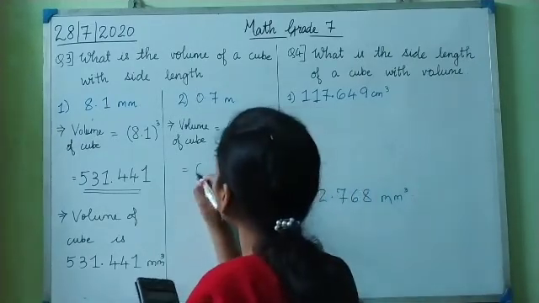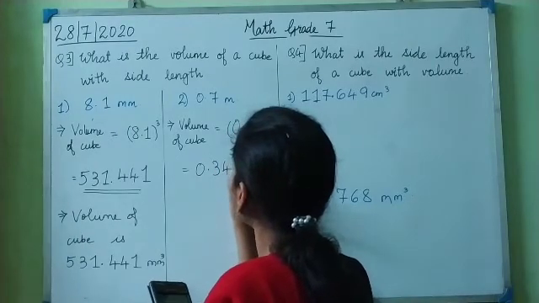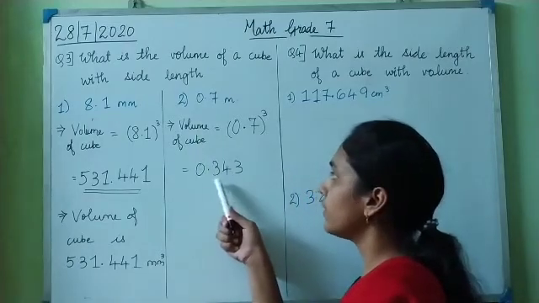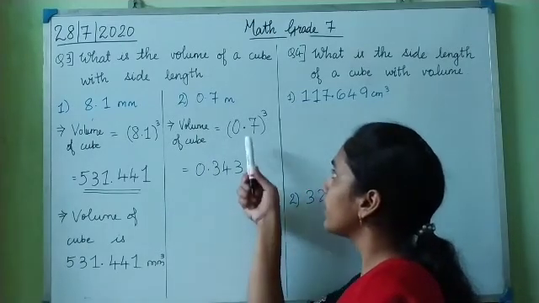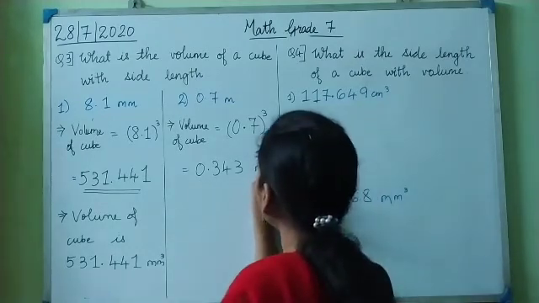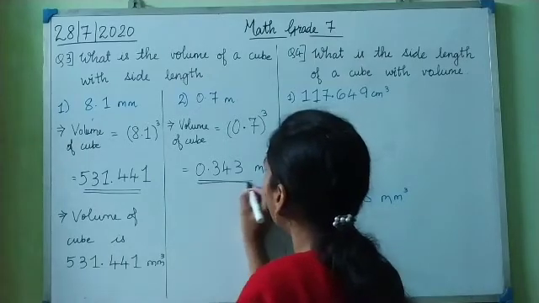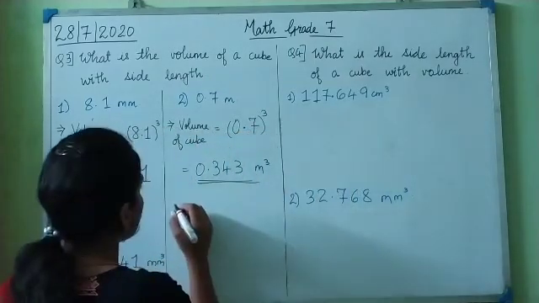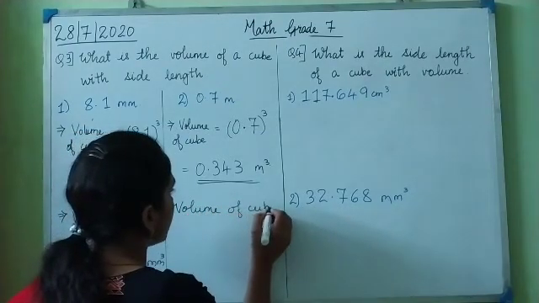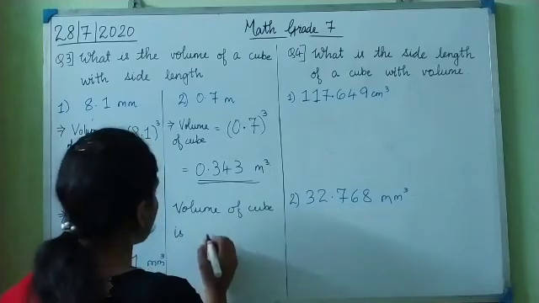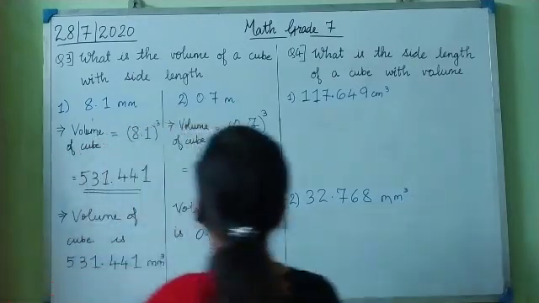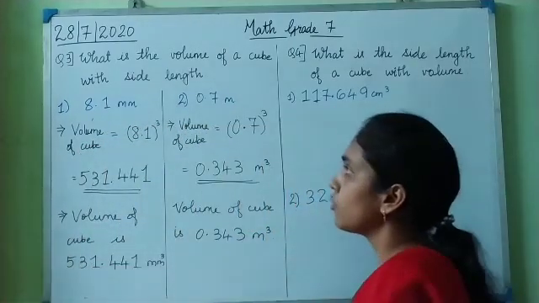Okay, so the volume of the given cube with side length 0.7 meters is 0.343, and its unit will be what? 0.7 was in meters. So when we cube the meter, it becomes meter cube. Okay, so this is the final answer. So volume of the cube is 0.343 meter cube.